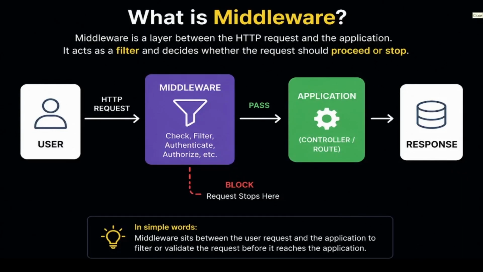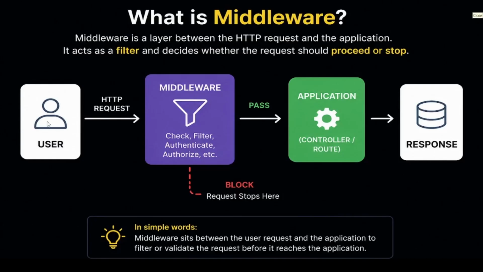So first question is, what is middleware? Middleware is a layer between the user request and the application. Whenever a user sends a request to Laravel, the request first passes through the middleware, and middleware decides whether the request should continue or should be blocked. So in simple words, middleware filters HTTP requests.